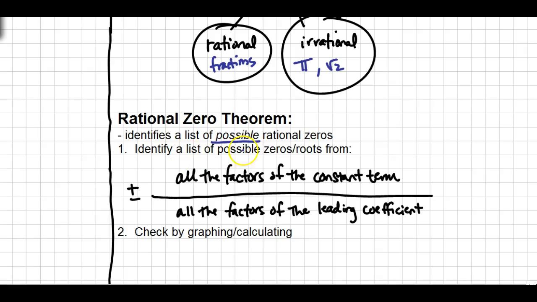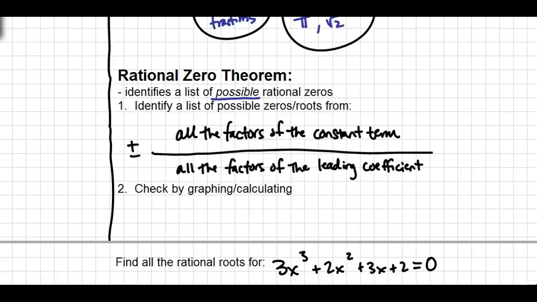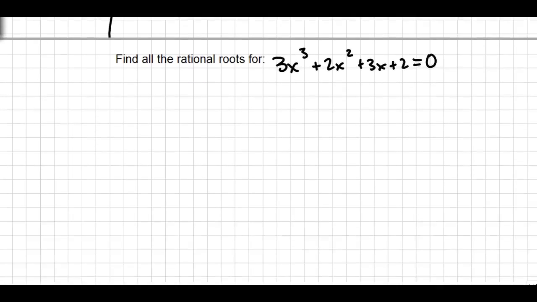The way that you make the list of possible zeros is you take the factors from the constant term, which is always the last term in your polynomial that doesn't have a variable next to it, and you divide that by all the factors of the leading coefficient. Students should know where the leading coefficient is. It's got to be the first term in the polynomial after it's been put into standard form. Then you're going to check the list by either calculating or graphing or both. So let's try this now with an actual example.